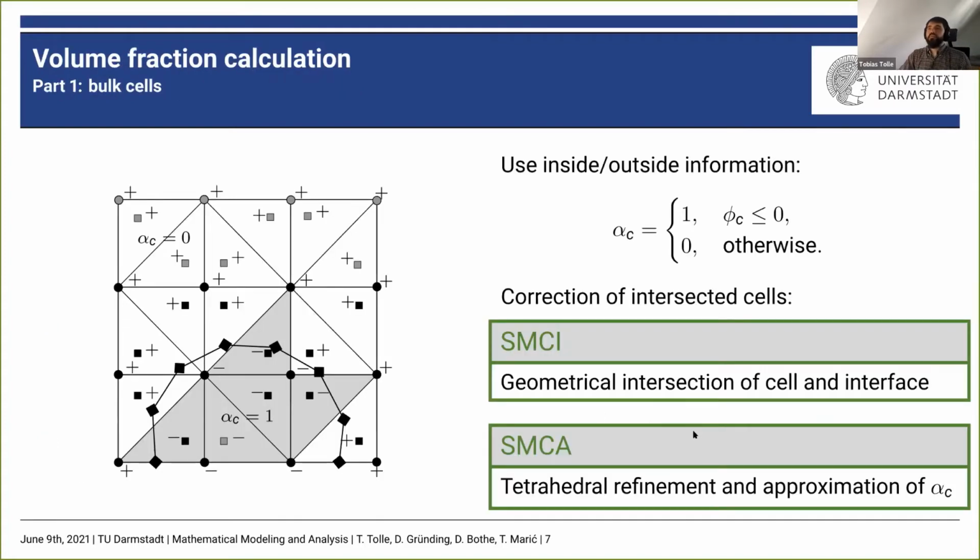And with this information, we can start to compute the volume fractions. First, we set them in the bulk according to the sign of phi, to either 1 or 0. And so you can see this is correct, of course, in the bulk, but not for the cells which are actually intersected by the interface. And these we correct in a subsequent step, either by performing geometrical intersections between the cell and the triangles, or by using an approximation procedure together with tetrahedral refinement.